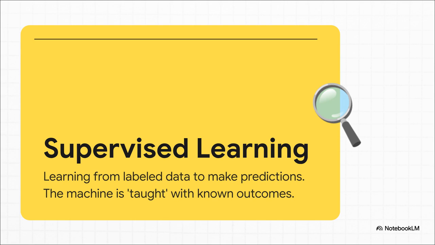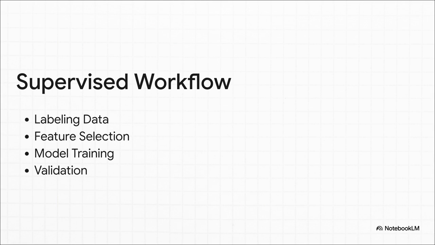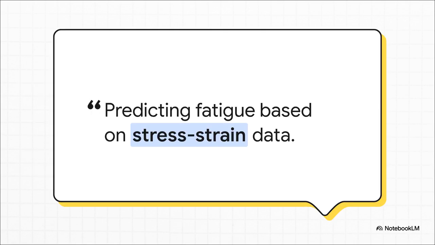The whole point is for it to learn the patterns so it can predict the right outcomes for new stuff it's never seen before. And this is pretty much how it works. First, you have to label all your data. That's the answer key. Then you do something called feature selection, which is just picking out the most important bits of information for the model to pay attention to. From there, you train the model on all that labeled data, and finally, you validate it to make sure it's actually making accurate predictions.